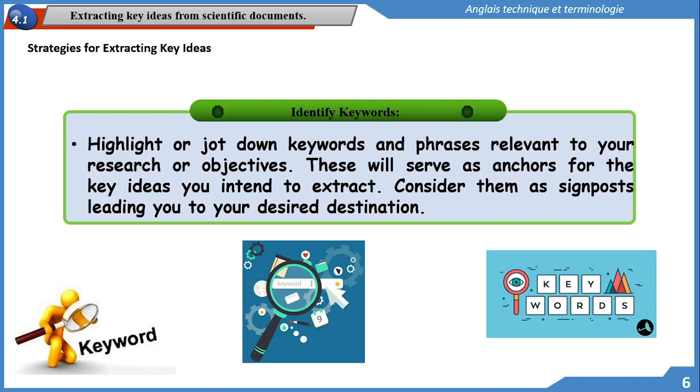Identify keywords. Think of keywords as the signposts guiding you through your journey in the scientific paper. Identify and highlight words that are essential to your research. These words act as indicators, directing you to the relevant sections of the paper. It's similar to marking key points on your map to ensure you stay on the right path during your exploration.